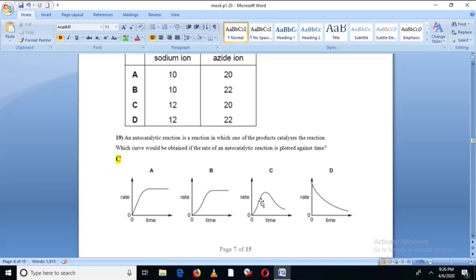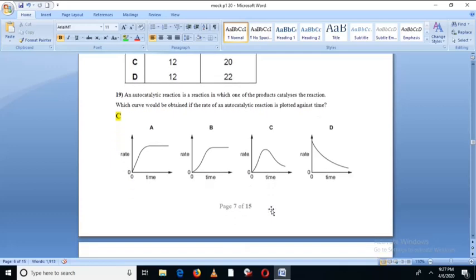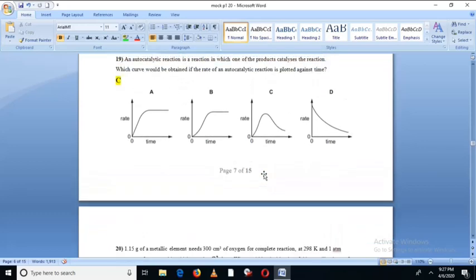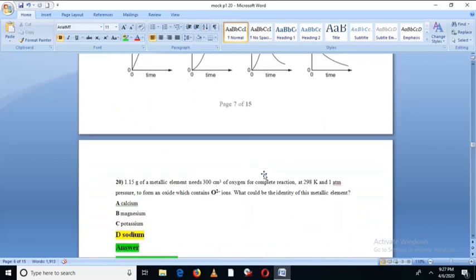We have already discussed it within our classes, that the rate-time graph of the autocatalytic reaction is basically a hump-shaped graph. So you can go through the graph and the notes, and you are able to identify the rate-time graph for the autocatalytic reaction. The option C is basically correct in the 19th MCQ.